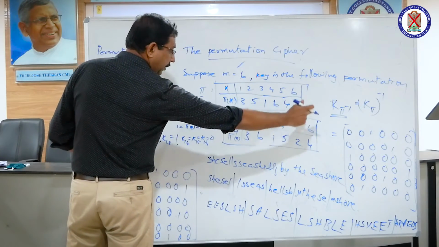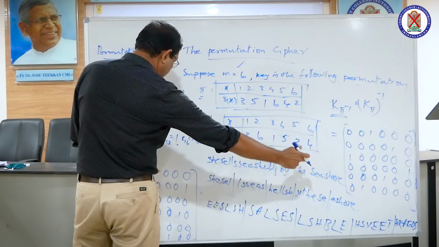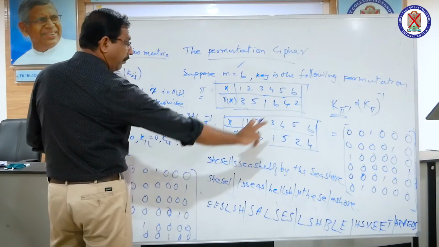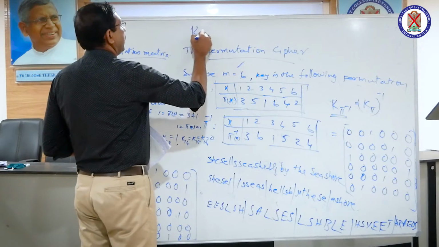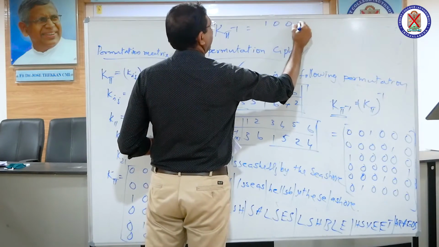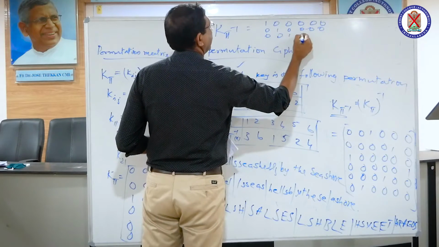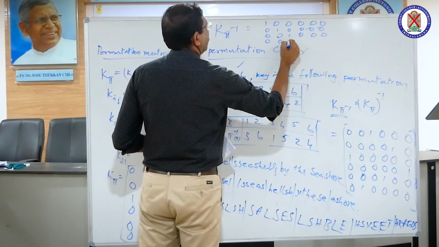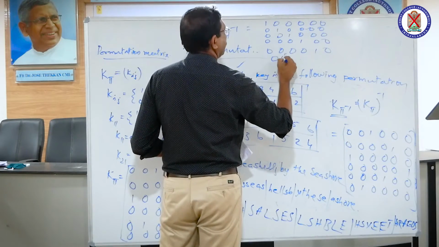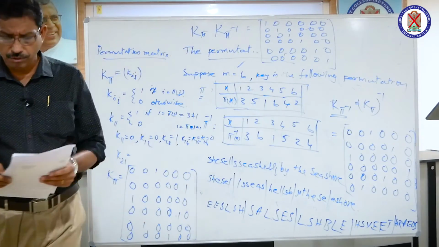Multiplication with the first column: 0 into 0 is 0, plus 0 into 0 is 0, plus 1 into 1 is 1, and 0 elsewhere. The first element is 1, and similarly all the other elements are 0 because the positions are different. Therefore, we get K pi into K pi inverse equal to the identity matrix, 1, 0, 0, 0, 0, 0, then 0, 1, 0, 0, 0, 0, and so on, up to 0, 0, 0, 0, 0, 1. They are inverse to one another.